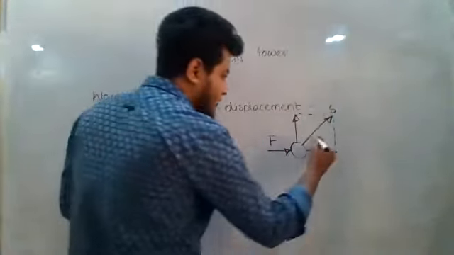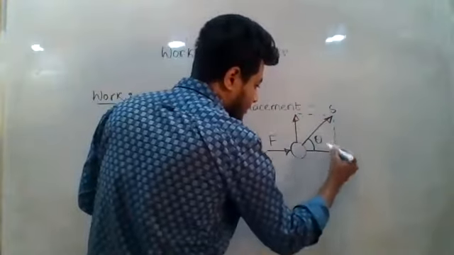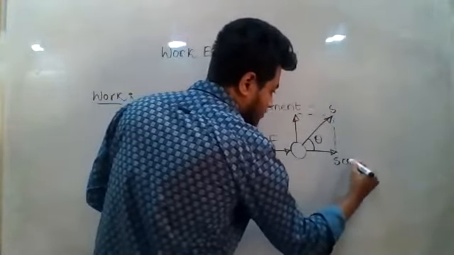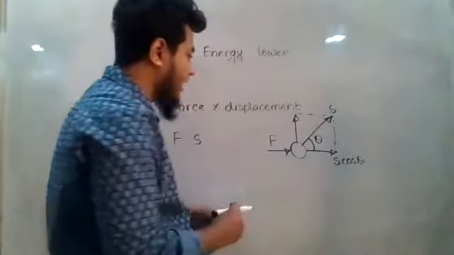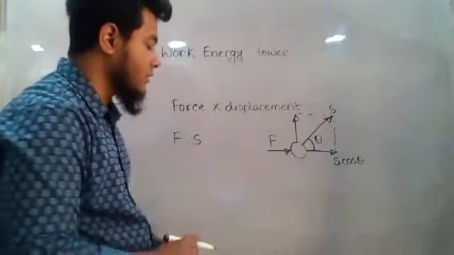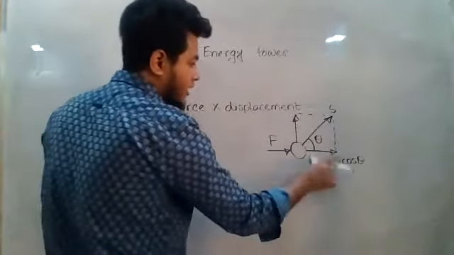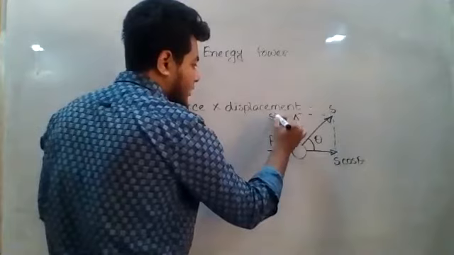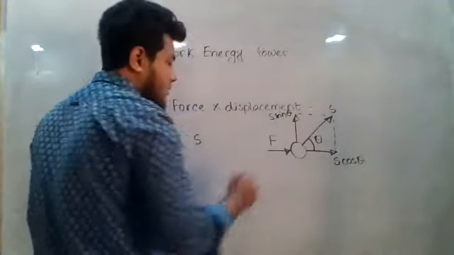So if this angle is theta, then what will happen? It will be S cos theta. That means the angle between the force and displacement is theta. This component will be S cos theta and this component will be S sin theta.